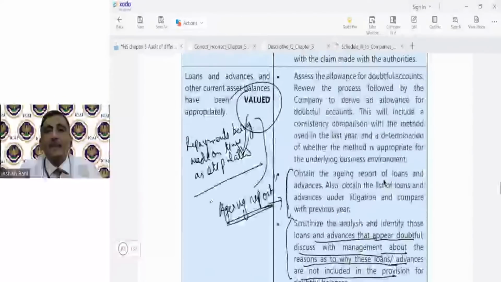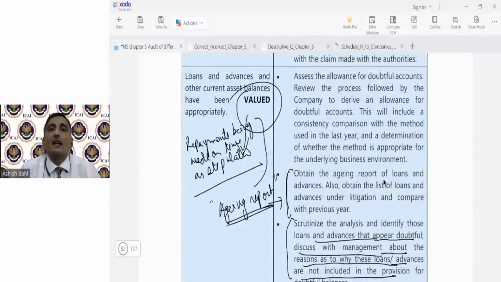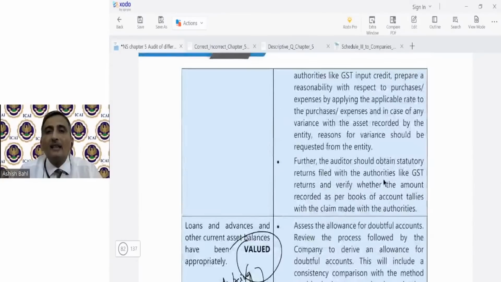So these are some of the procedures, students, which are to be performed by the auditor while testing the existence assertion, while testing the completeness assertion, and while testing the valuation assertion of loans and advances. And these procedures apply to short-term advances, short-term loans, and also to long-term loans. And what about other current assets, students?